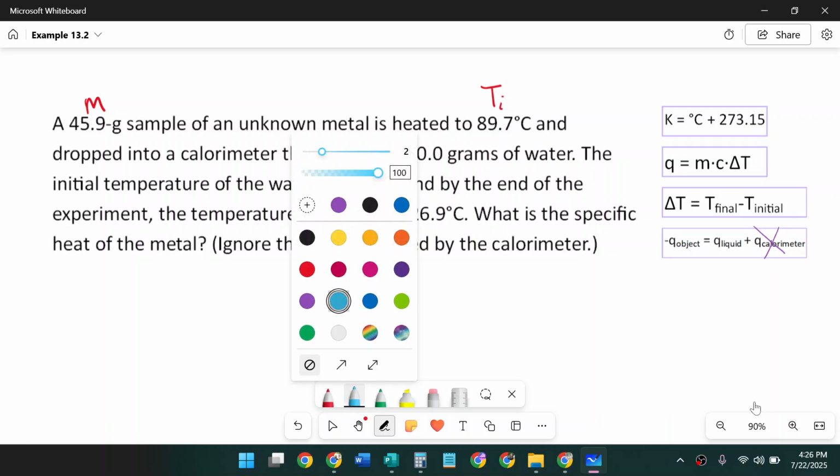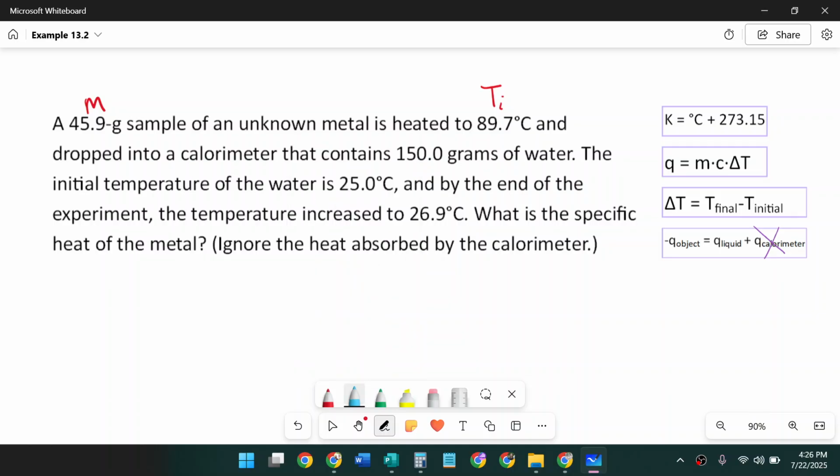So I'm going to change colors. Let's do this one. This is the mass of the water, and then we have the initial temperature of the water. So here's our T of I. Oh, that's hard to read, but I think you can see it. And then we have the final temperature of the water, which, because at the end of a calorimetry experiment, the temperature of the liquid and the calorimeter and the object are all going to be the same, that final temperature is also the final temperature for our metal too.